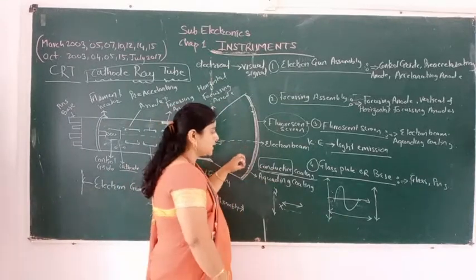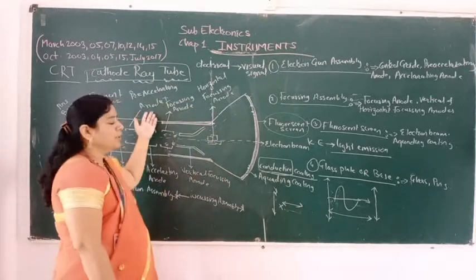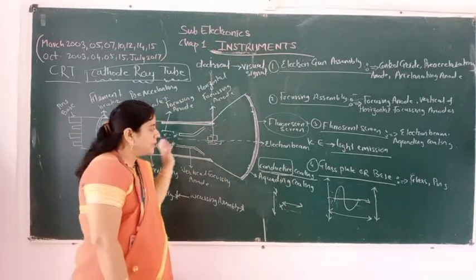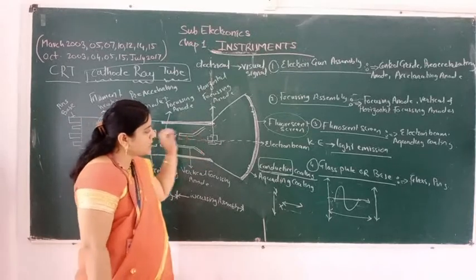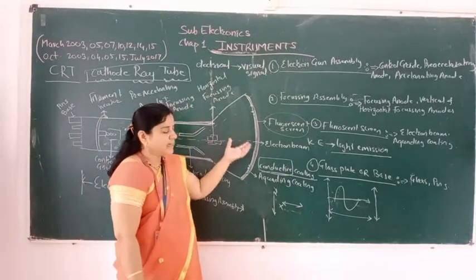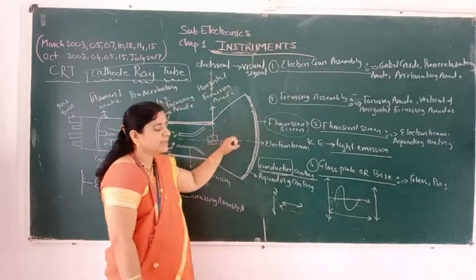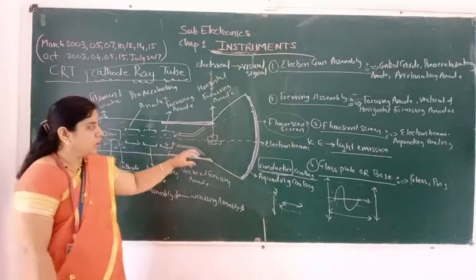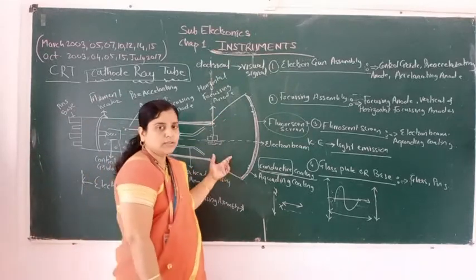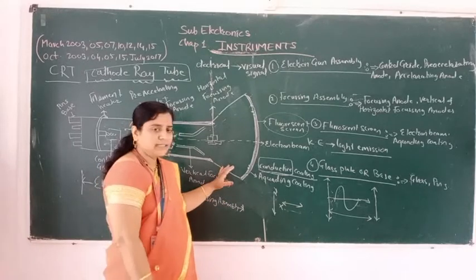More electrons are collected with high speed, because the accelerating anode gives speed to the electron beam. With that high speed, it strikes the fluorescent screen, and it converts that kinetic energy to light emission. It emits the light and starts preparing the image on the screen. So this CRT works like this. Do all of you understand the function?